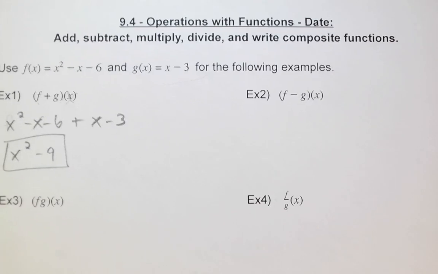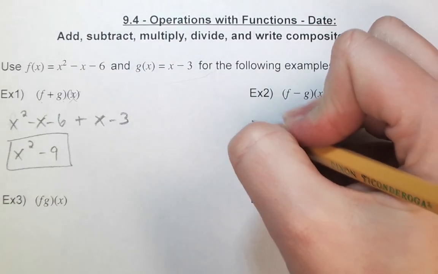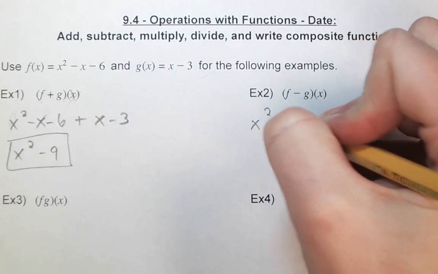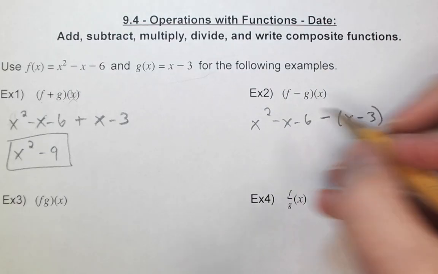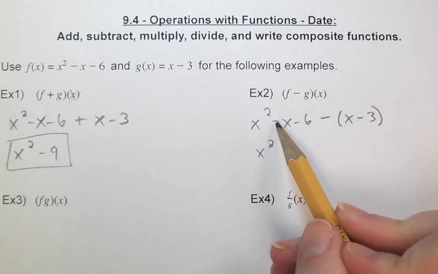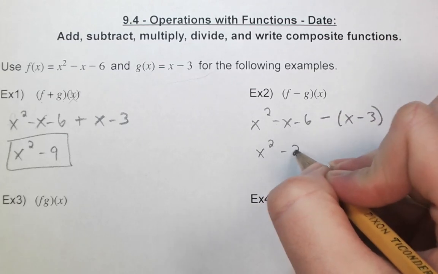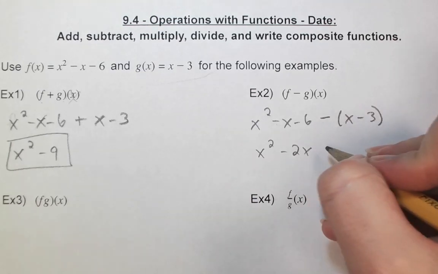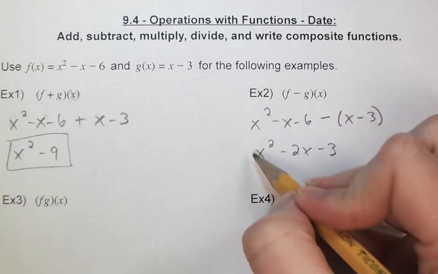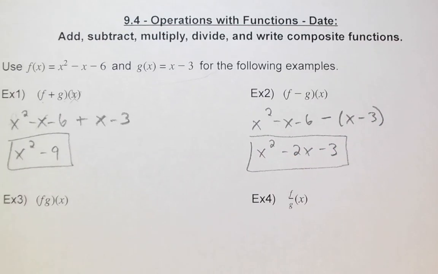Okay, example 2 is subtraction, so very similar. F minus g is going to look like this. So I have x squared, I have negative x minus x is negative 2x. Negative 6 minus negative 3, negative 6 plus 3. So that would be negative 3.